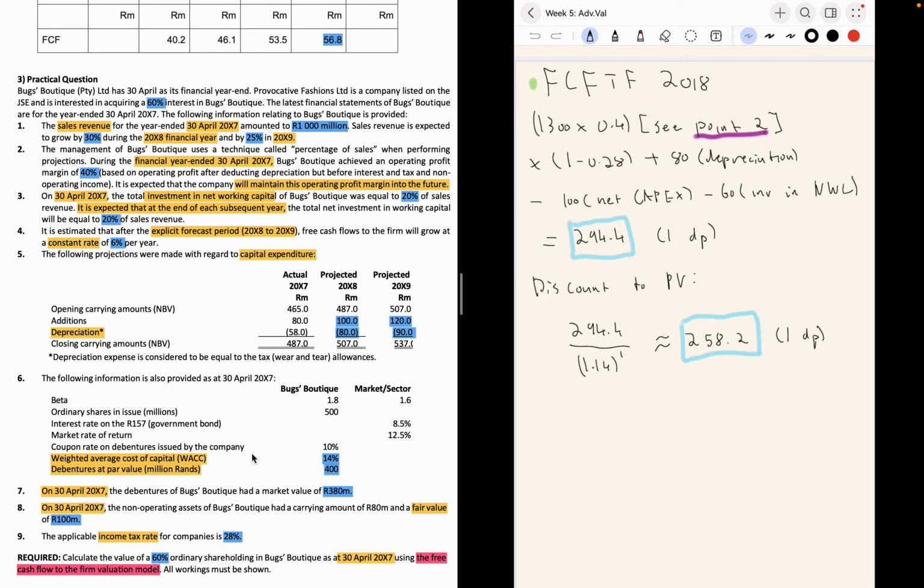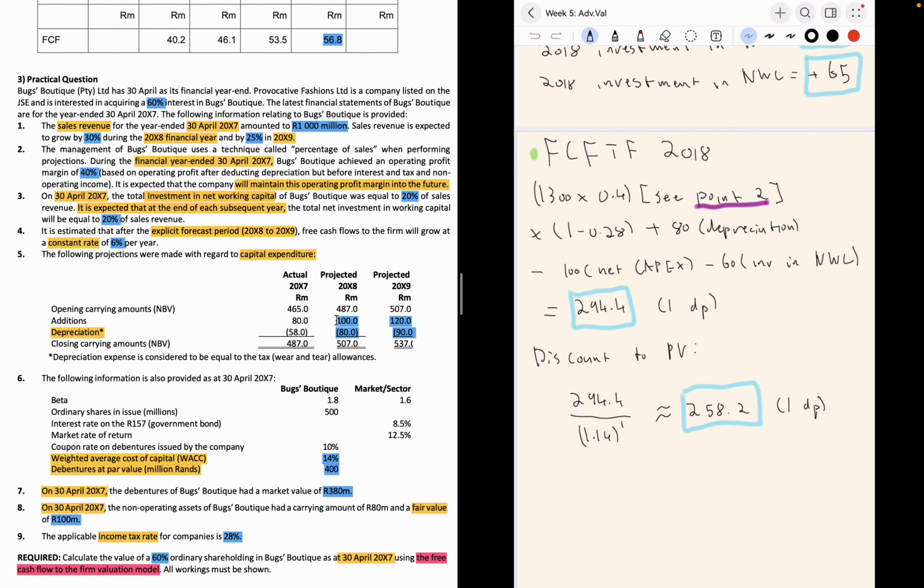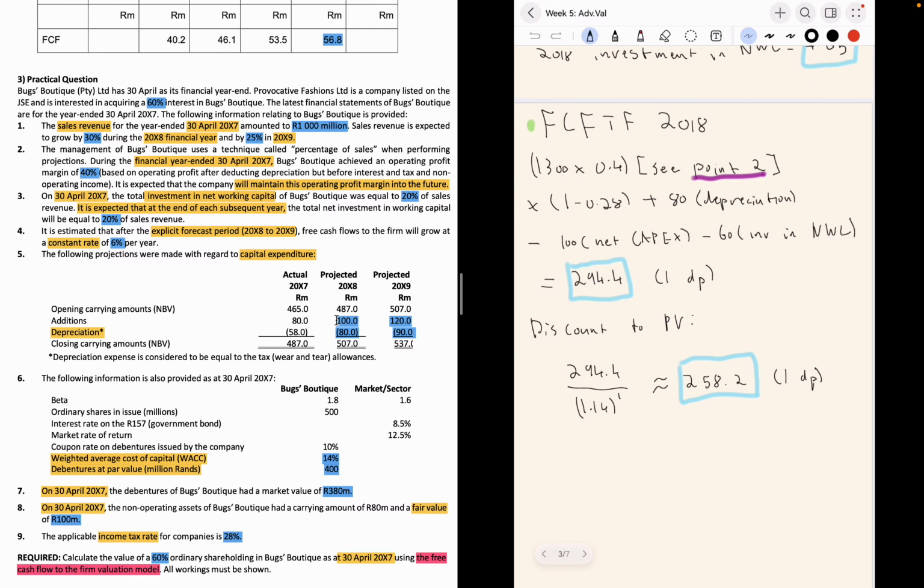Okay, cool. Then we add depreciation. So we go to 0.5, 2018, here's depreciation. Cool. And so then what we do is we subtract 100 million, so that's net capital expenditure. That is this value over here, 100. And then they say subtract, and then we subtract the investment in net working capital, which we already calculated from the previous question. Our investment in net working capital for 2018 is 60. So once we've done that, we get a value of 294.4 rounded to 1 decimal place. So that gives us our free cash flow to the firm for 2018, not yet discounted.